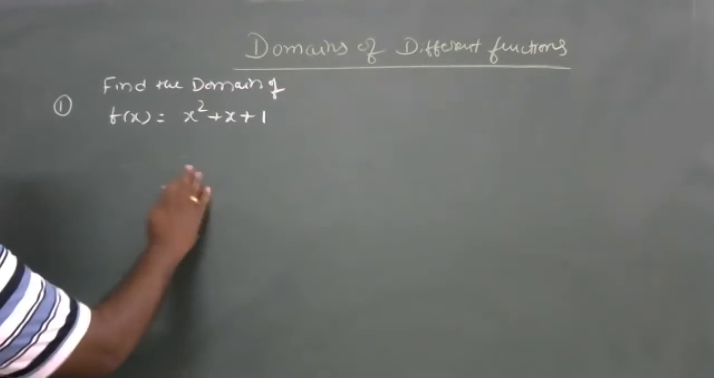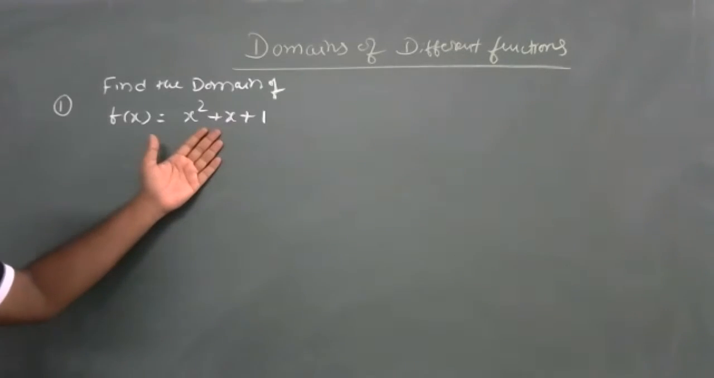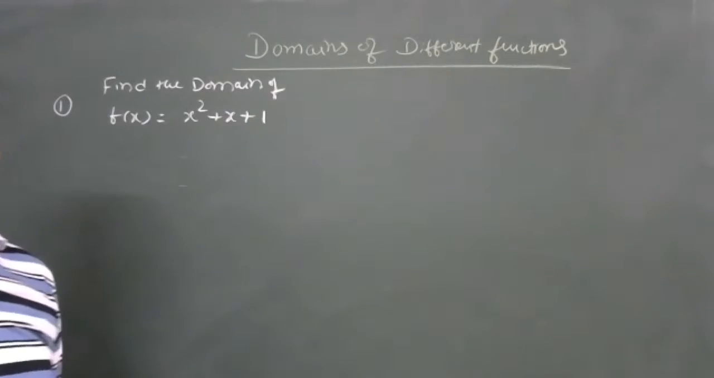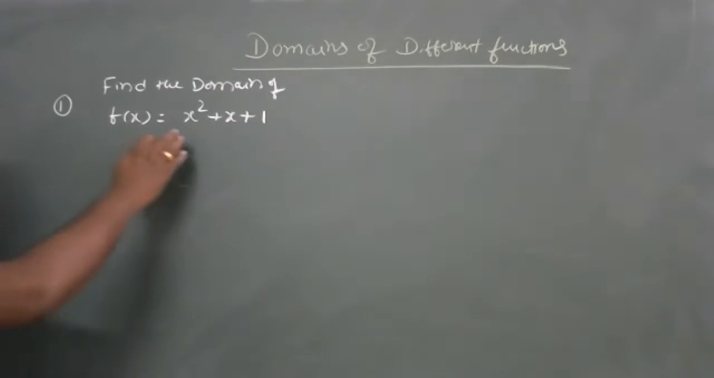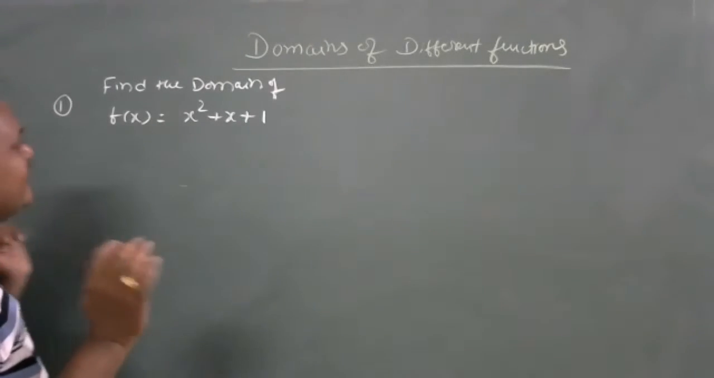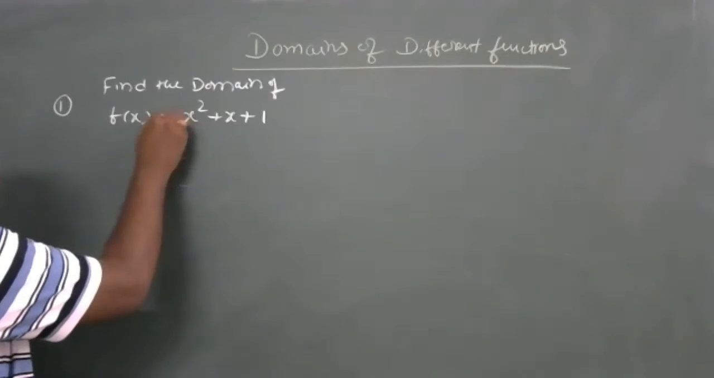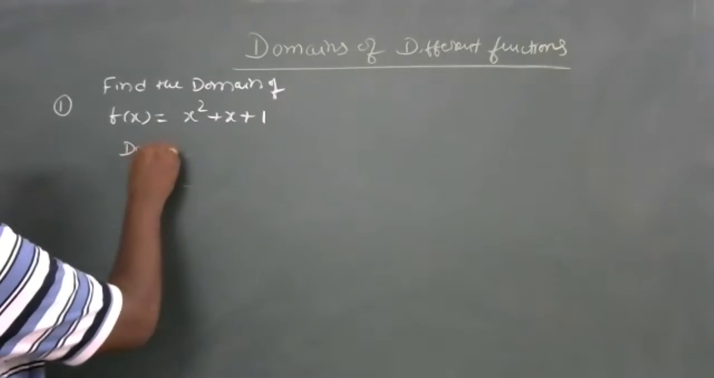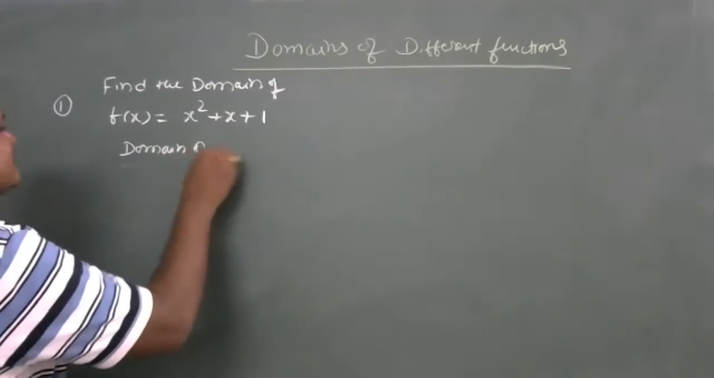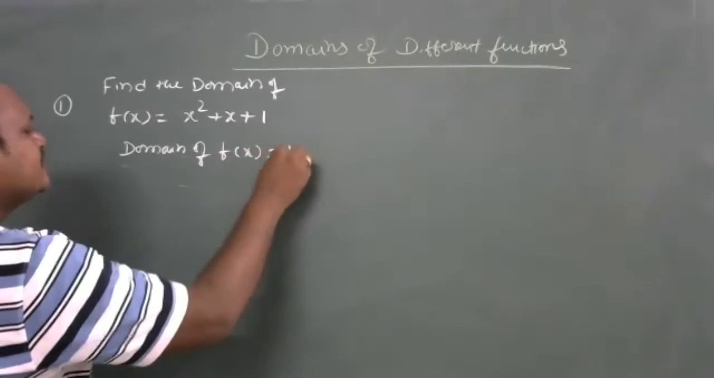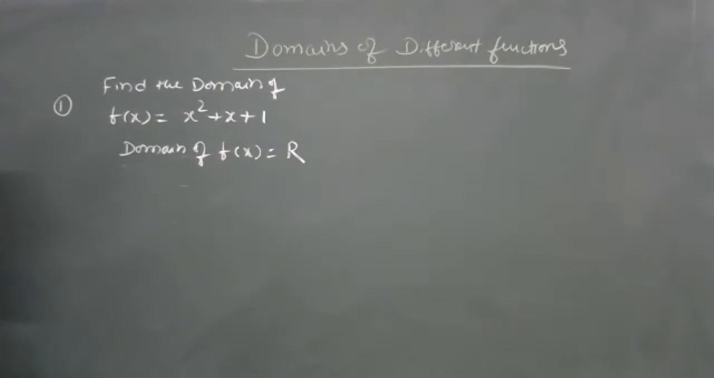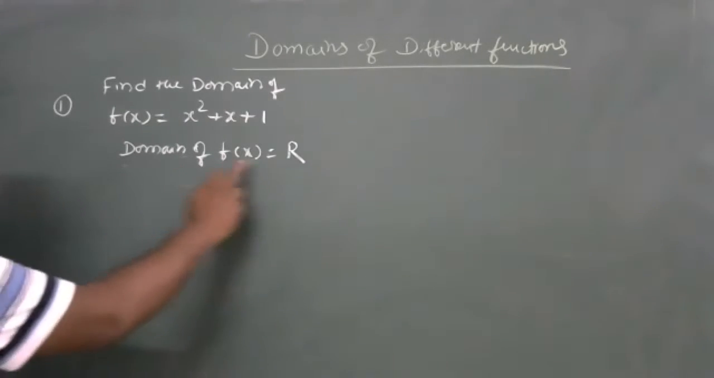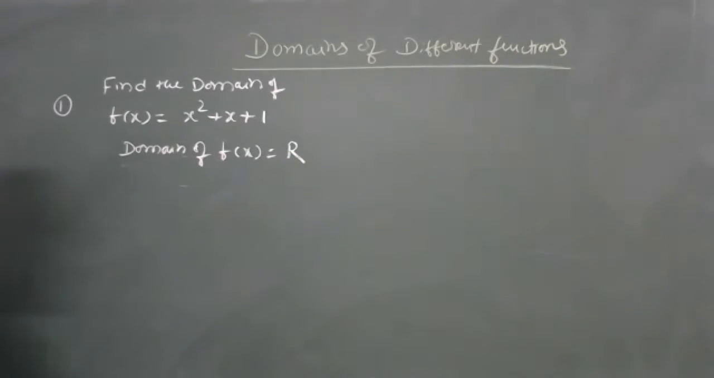Here, any input value you can give such that this function is defined perfectly. Therefore, we have f of x is equal to x square plus x plus 1. The domain of f of x, anything you can do, is equal to what? The set of all real numbers is the domain. The domain of f of x is nothing but the set of all real numbers.